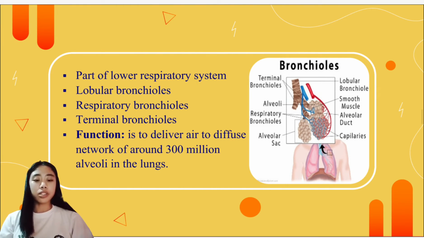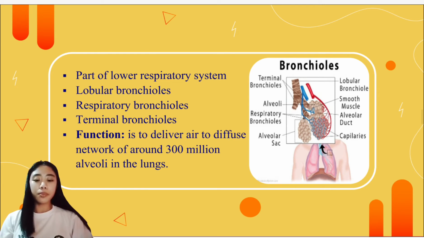The bronchioles are part of the lower respiratory system. As they branch off from the bronchi, they become smaller and smaller, traversing the interior of each lung before ending at clusters of alveoli. There are three types categorized by size. One is the lobular bronchioles, which are larger passages that first enter the lobes of the lungs. Two, respiratory bronchioles, two or more branches from each terminal bronchiole that in turn lead to 2 to 10 alveolar ducts. And three, the terminal bronchioles, 50 to 80 smaller passages in each lung.